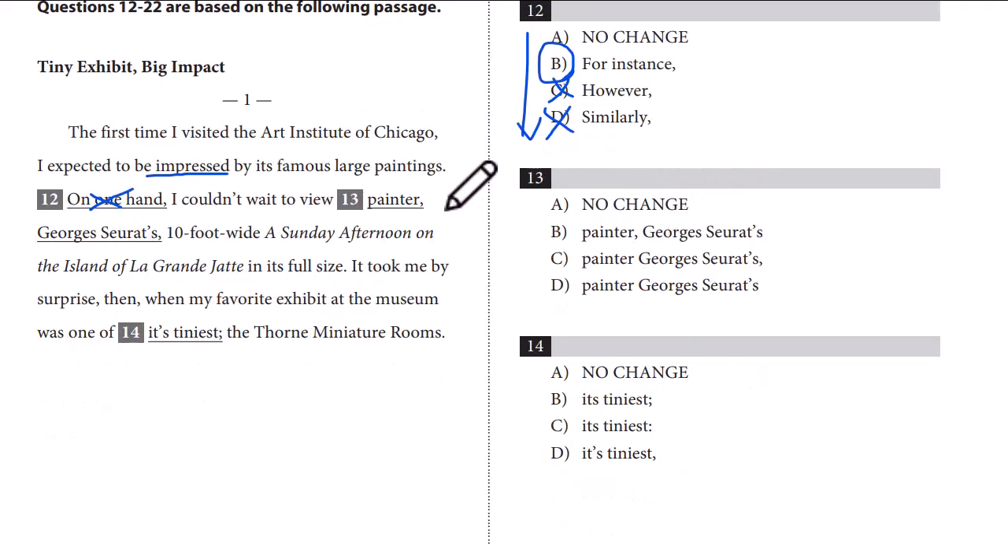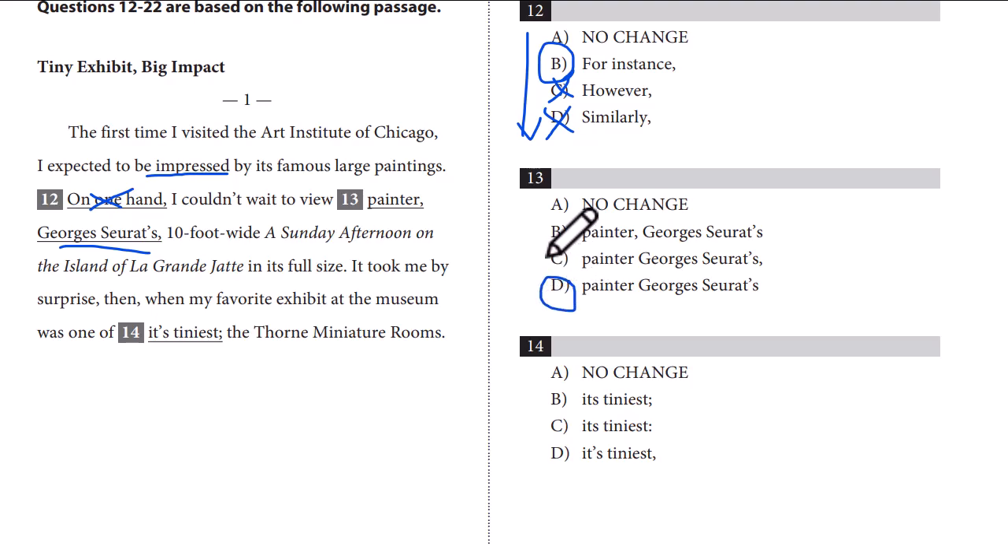Okay, so this looks like it's going to be an appositive, where my subject or object noun is referred to. The painter and George Seurat are one and the same. So it says, for instance, I couldn't wait to view painter George Seurat's 10-foot wide painting. Once we say painter, there are many painters. I don't know which painter yet. So it's necessary for me to identify the painter and say George Seurat. So that's essential information. It's identifying, so it's restrictive. I don't use a comma, and I want the answer that's no comma.